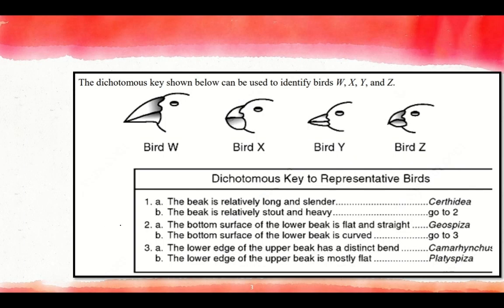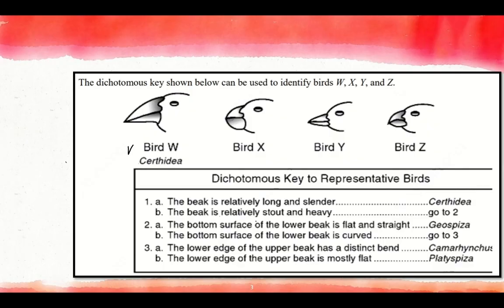The beak is relatively long and slender. If you look at point number 1A, among these four birds, you can find bird W has a long beak and it is slender as well. So it means that bird W is identified as Certidia. After identifying this organism, I'm just going to put a little tick on it because this organism has been identified. So this is eliminated. Now I will read point number 1B.